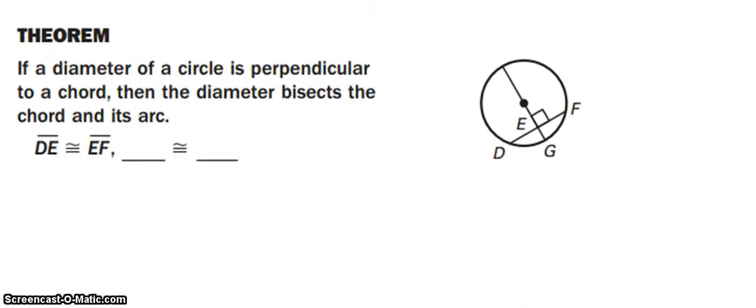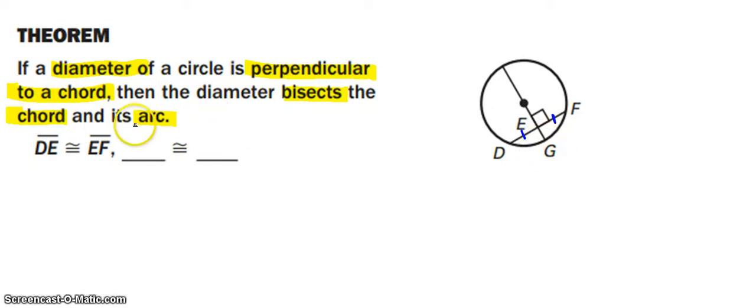Another theorem says if a diameter of a circle is perpendicular to a chord, then the diameter bisects the chord and it also bisects the arc. So I see that this is the diameter and this is a chord and they're perpendicular, which means they meet at a right angle. If that happens, then this diameter bisects the chord. If you bisect something, that means you cut it in half into two equal pieces. So these two pieces here would be congruent, and I've marked those with the same marking.